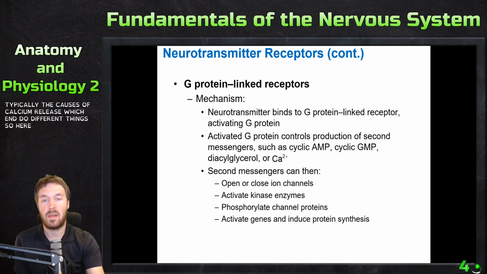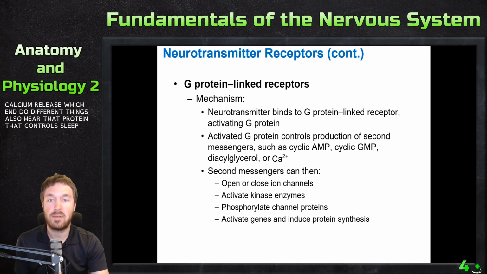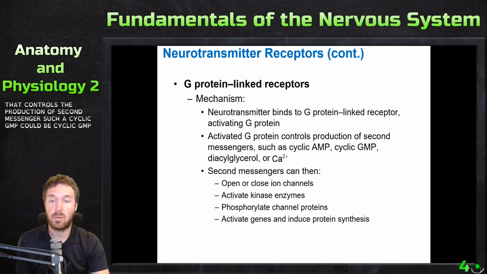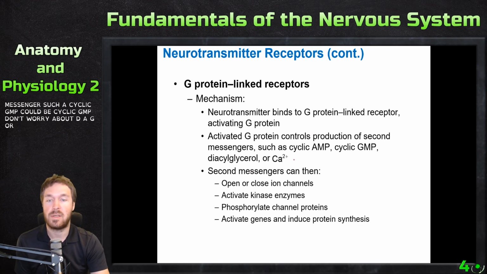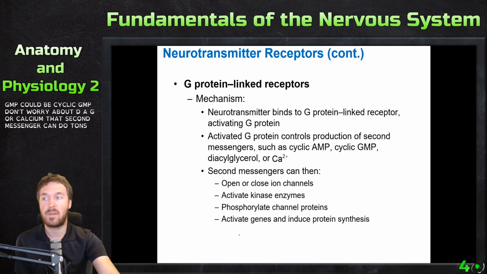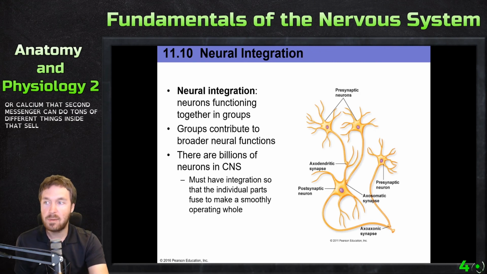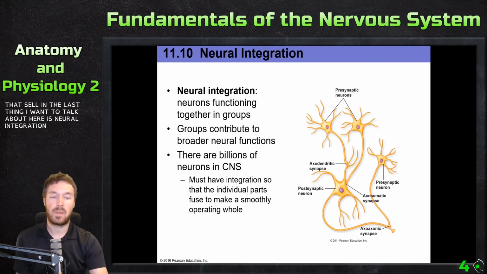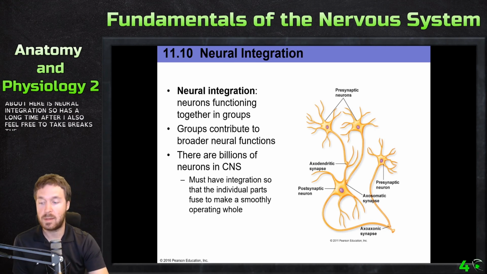So here, that protein then controls the production of second messengers such as cyclic AMP, could be cyclic GMP, don't worry about DAG, or calcium. That second messenger can do tons of different things inside that cell. And the last thing I want to talk about here is neural integration. So I know it's a long chapter, so feel free to take breaks throughout the talk.